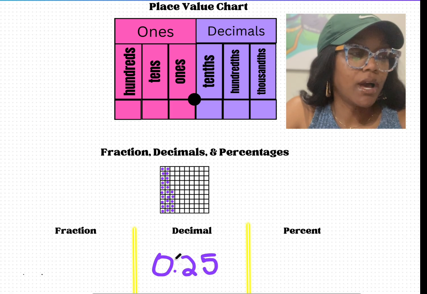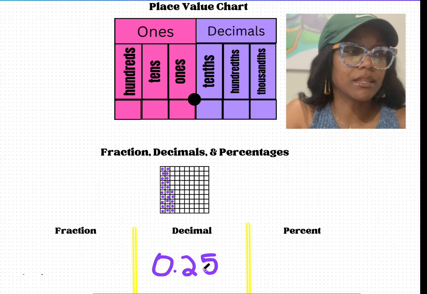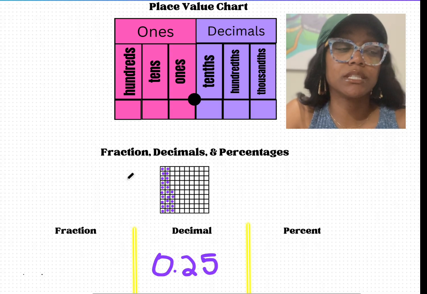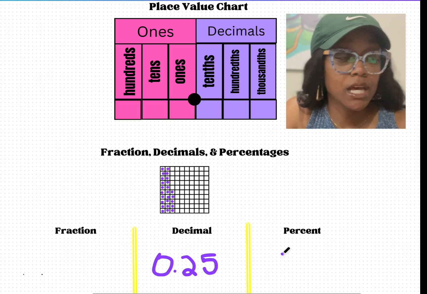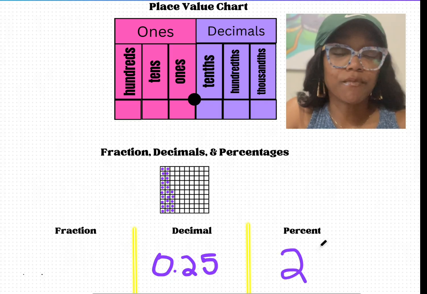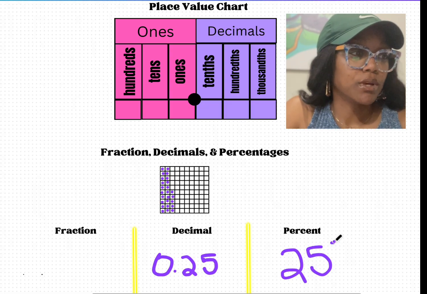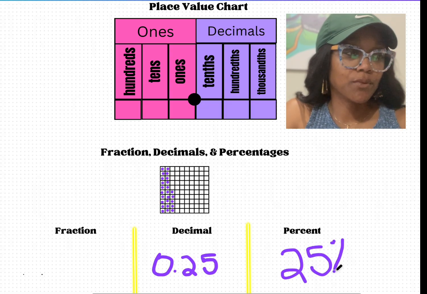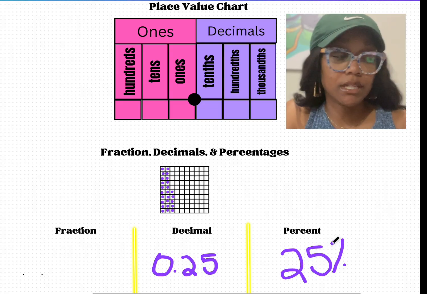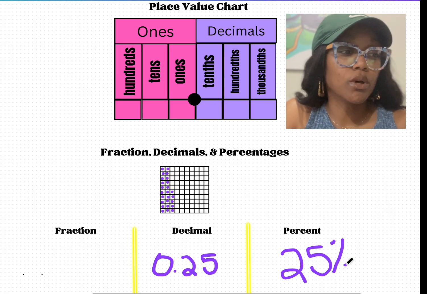And then since we know how to write 25 hundredths, it's going to be two numbers after the decimal, then we're going to write our percent. Percents are out of 100. So we know that we have 25 filled in, so we have 25%. So we're going to write that down. And then after we write our decimal, write our percent, then we're going to move on to the fraction.